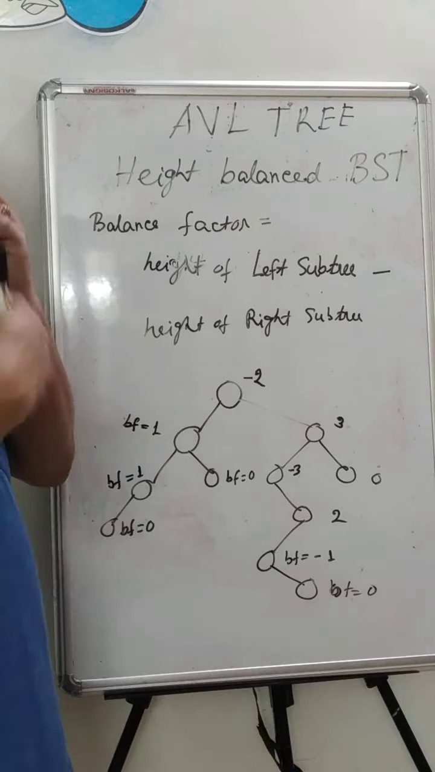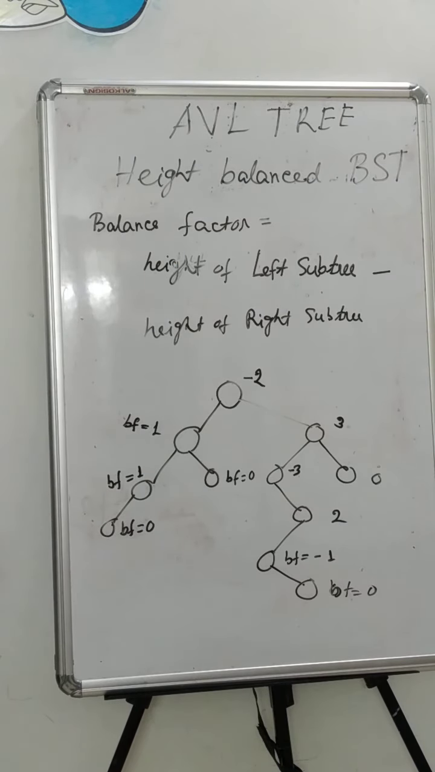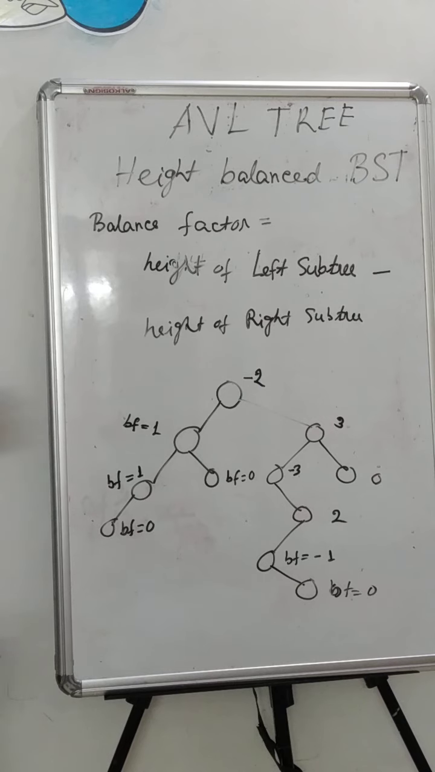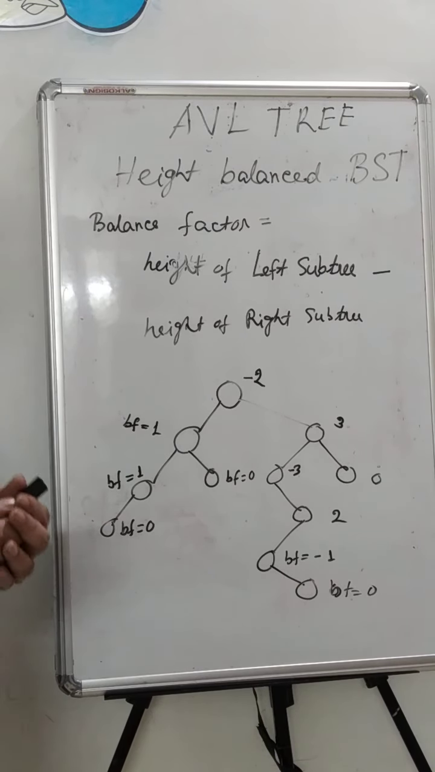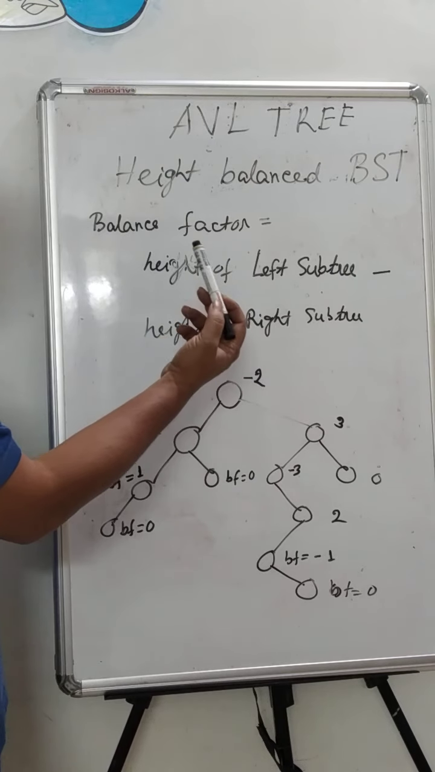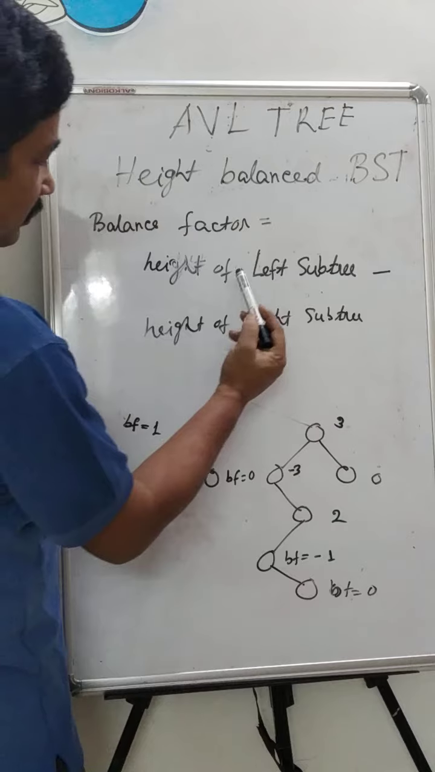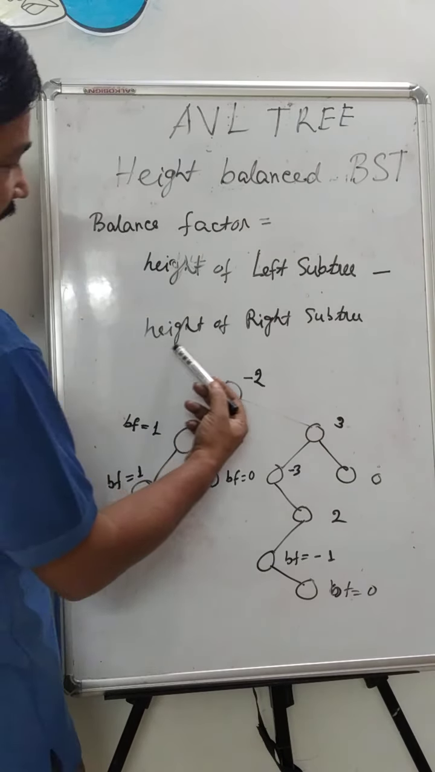Now, to define this concept of height balance, we should know about the terminology called balance factor. Balance factor is defined for each and every node individually. The balance factor of a given node is the difference between the height of the left subtree and the height of the right subtree.